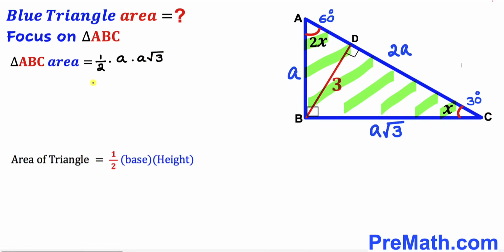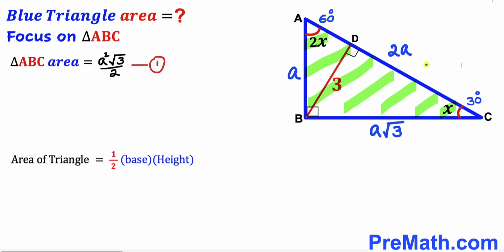And if we multiply and simplify, that is going to give us a square times the square root of 3 divided by 2. So the area of the triangle ABC turns out to be a square times square root of 3 divided by 2. And I'm going to label this one as our equation number 1. And now let's make an observation.